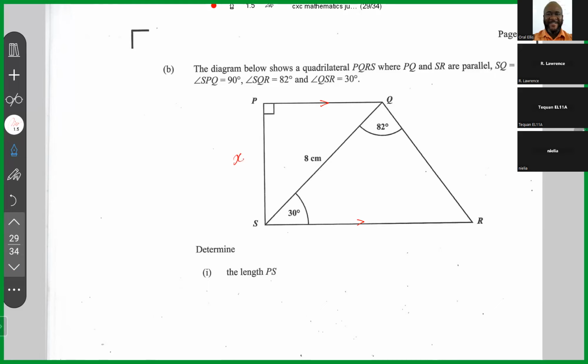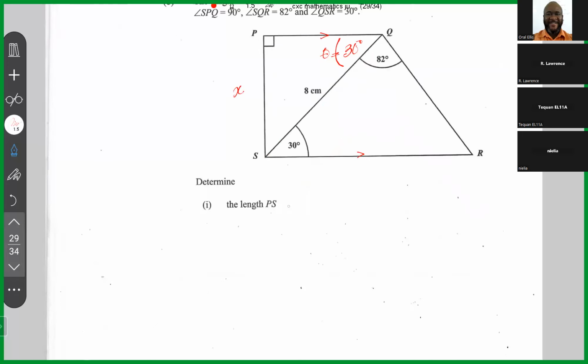Well, this angle here would be equal to 60 degrees. Or if you don't want to go 60 degrees, if it's not obvious to you, it should be obvious that this angle is equal to 30 degrees. And the reason for that is that the two angles are alternate angles. And remember, alternate angles are Z angles. So I could say to the examiner that theta is equal to 30 degrees, alternate angles.